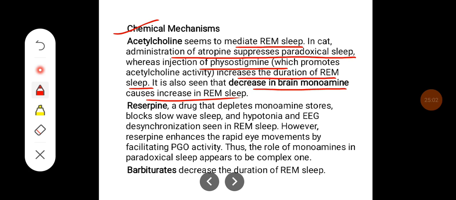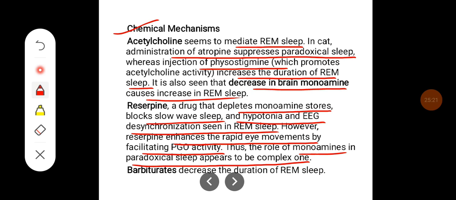Reserpine, a drug that depletes monoamine stores, blocks slow wave sleep and hypotonia and EEG desynchronization seen in REM sleep. However, reserpine enhances the rapid eye movements by facilitating PGO activity. Thus, the role of monoamines in paradoxical sleep appears to be a complex one. Barbiturates decrease the duration of REM sleep.